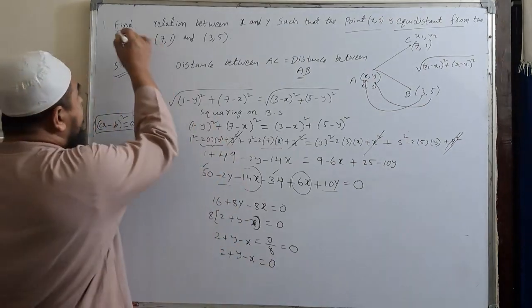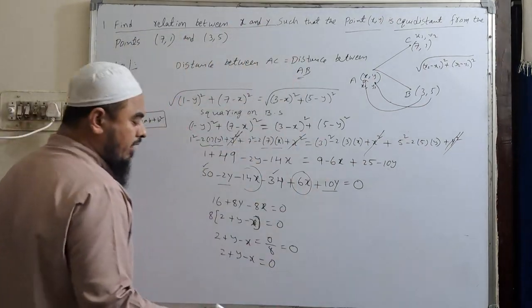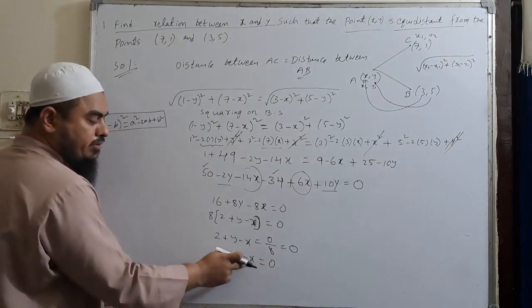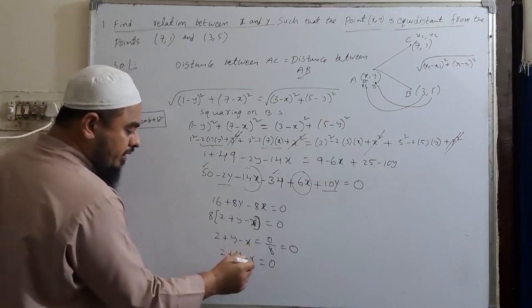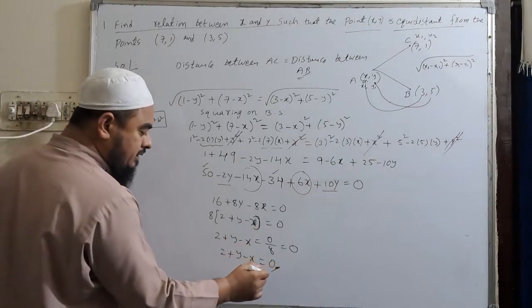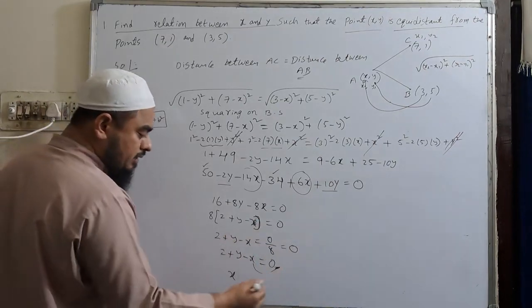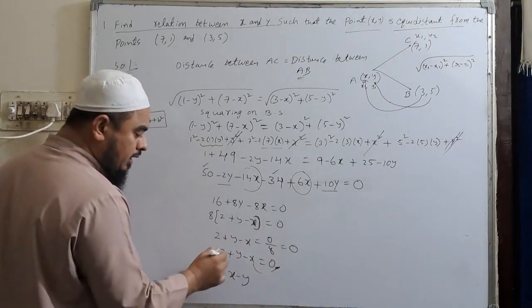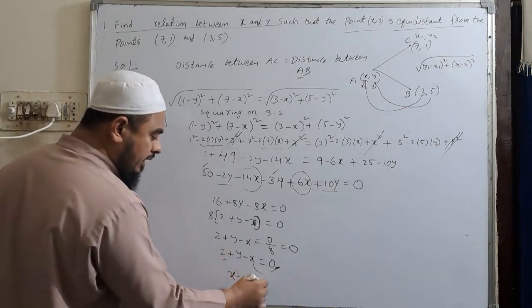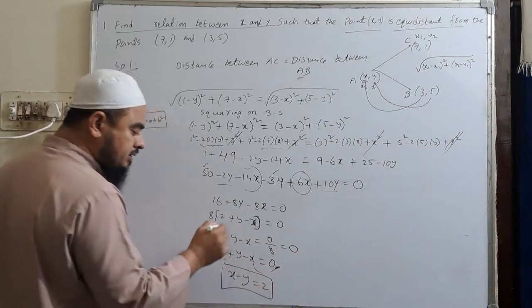What they have asked is to find the relation between x and y. So we got the relation between x and y. Simply we can do further. You can take the minus x on the right hand side. So it becomes plus x, and plus y on the right hand side it becomes minus y. Keep 2 as it is. So we get x minus y is equal to 2.